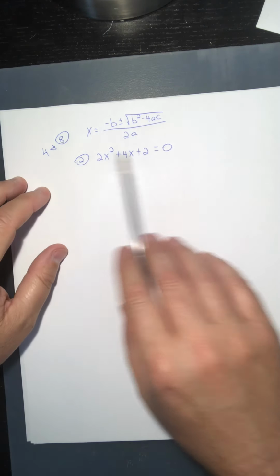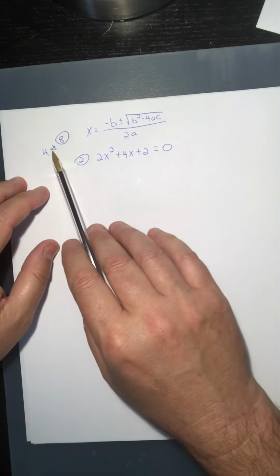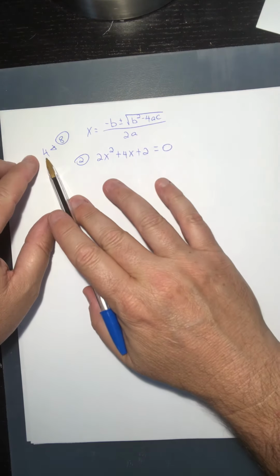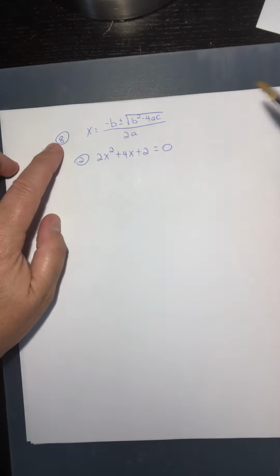But the reason why this one's going to help you with 4 and 8, because number 4 and 8, you're only going to have one answer, or one real number as a solution. So again, this will help you with 4 for sure, and then kind of with number 8.